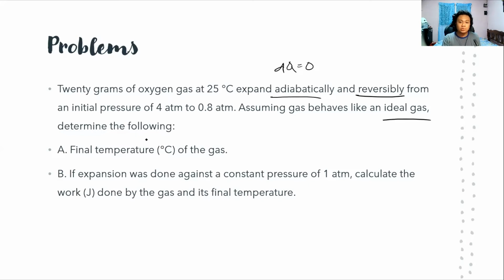And then we have to determine the following: the final temperature of the gas in degrees Celsius, and then if the pressure is constant, 1 atm, calculate the work done by the gas and its final temperature. So they are different. Letter A follows these conditions and letter B has its own condition. So letter A is actually easy.